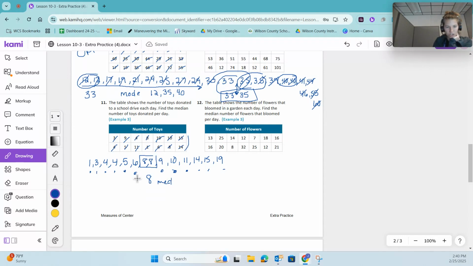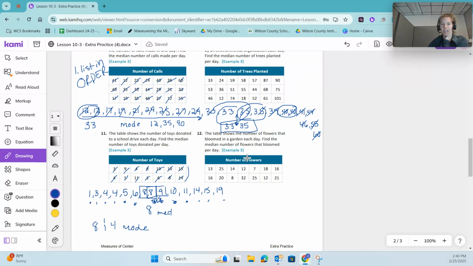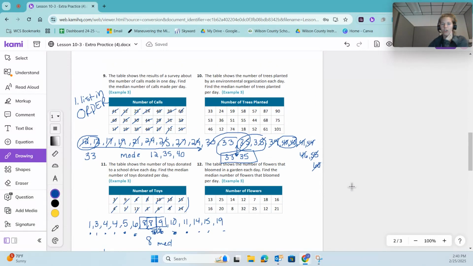And 8 and 4 are my modes because again, no number occurred 3 times, but both of those occurred twice. Now again, if 8 and 9 were my median, then 8.5 would be my median. That's not the case here, but if that were to be the case, that's how you would find the median. You can try numbers 10 and 12 on your own there.